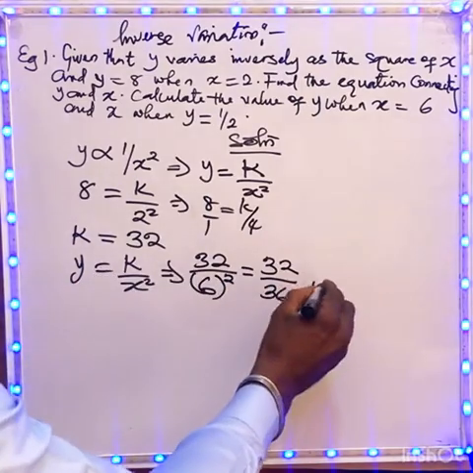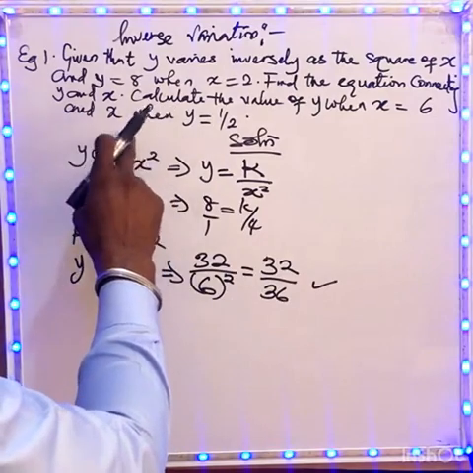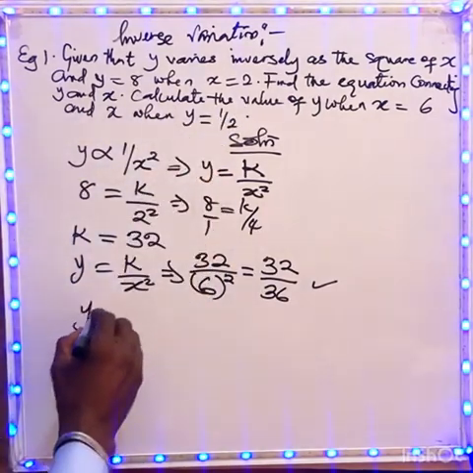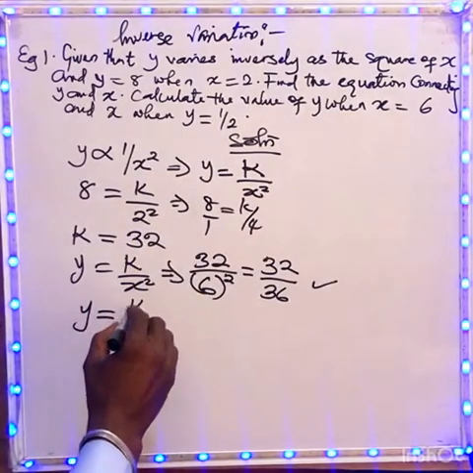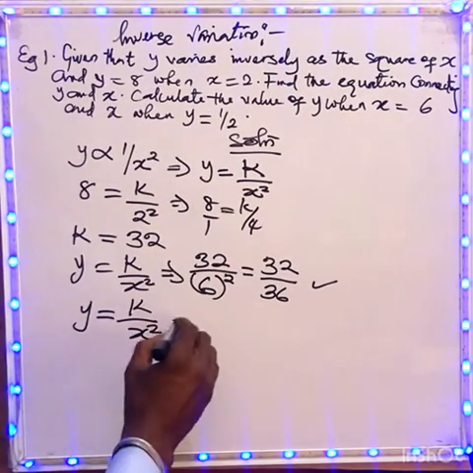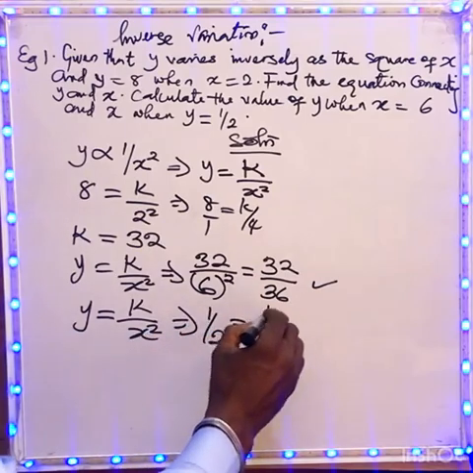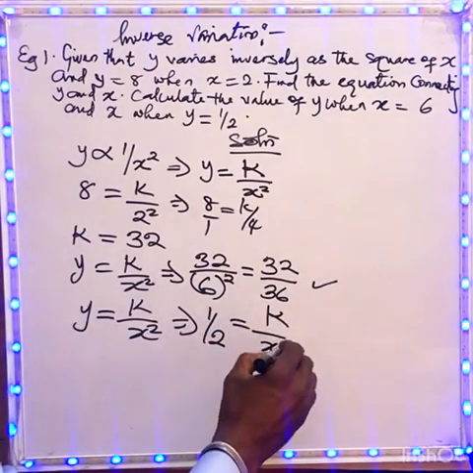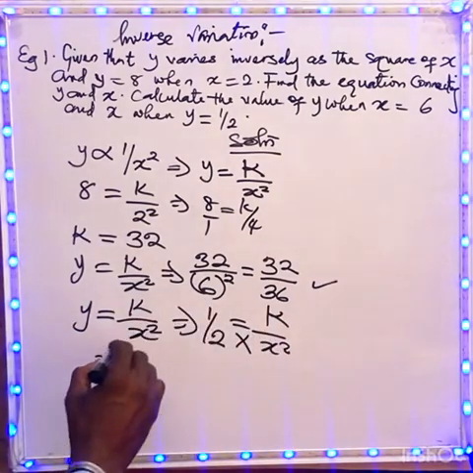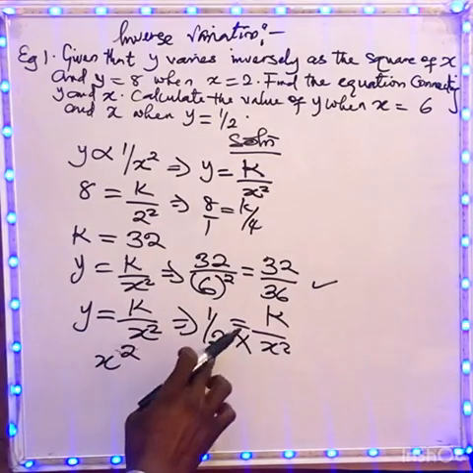Now we are told again to find the value of x when y is equal to 1 over 2. We know that the equation says y is equal to k over x squared. And y we are given to be 1 over 2, which is equal to k over x squared. So you can cross multiply. You have x squared is equal to 2 multiplied by k.